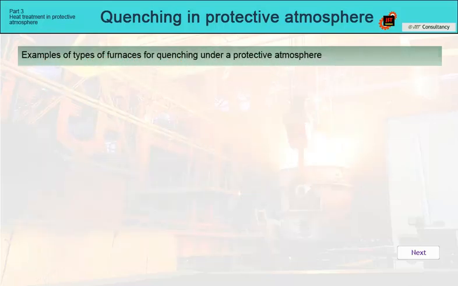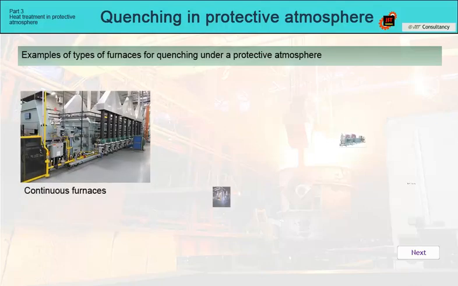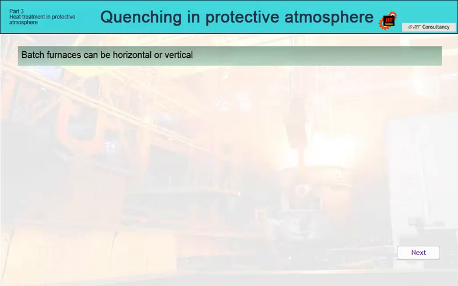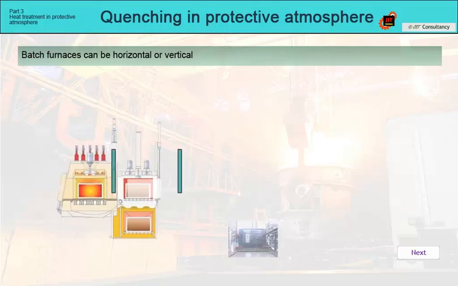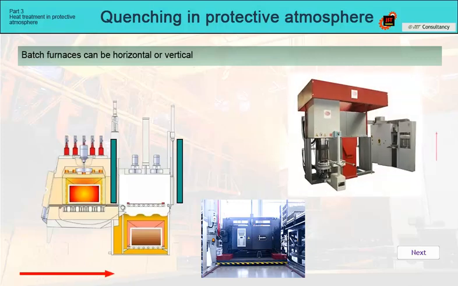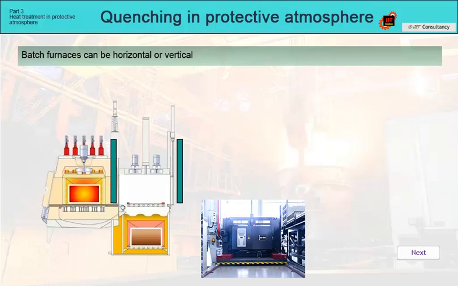Protective atmosphere heat treatment equipment comes in various forms. There are many types of furnaces, but they can generally be divided into continuous furnaces and batch furnaces. Continuous furnaces are not entirely common for commercial heat treatment plants, so we will not describe them further here. Batch furnaces can be horizontal or vertical. In the case of horizontal furnaces, this can be a furnace concept with a single-sided loading or a through-flow solution.